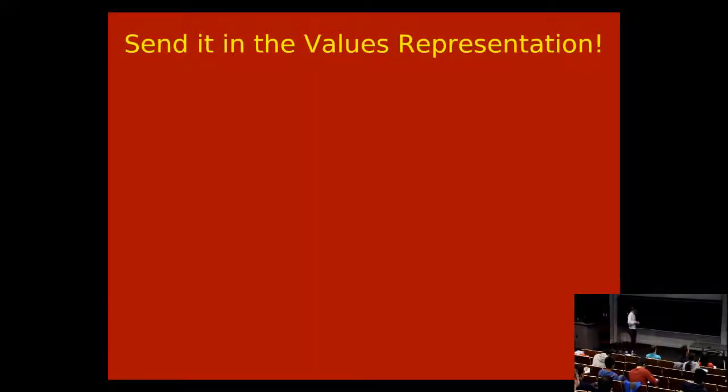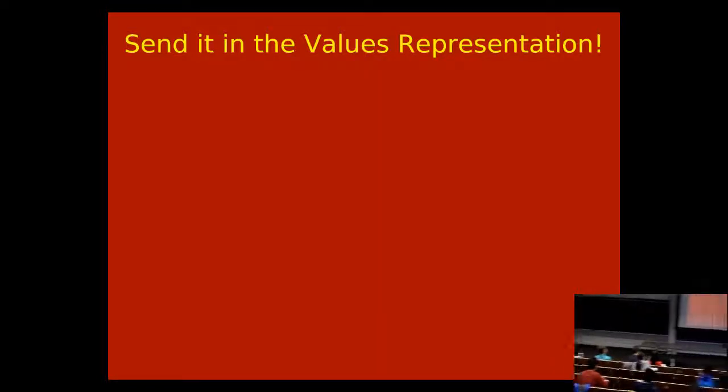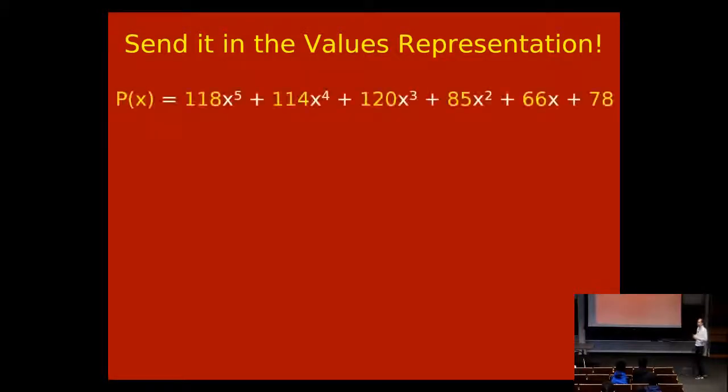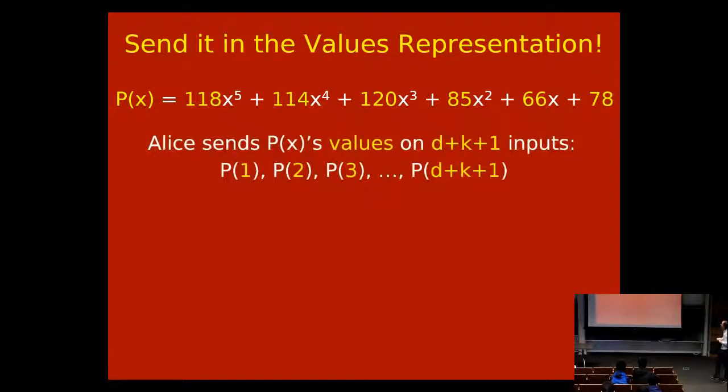And the trick is, instead of sending the coefficients representation, send it in the values representation. And you can add redundancy by sending a few more values than you would technically need for unique specification. So here's the polynomial. What Alice is going to do is send p's value on not d plus 1, but d plus k plus 1 different inputs. And they can just be 1, 2, 3, up to d plus k plus 1. So that's the redundancy.